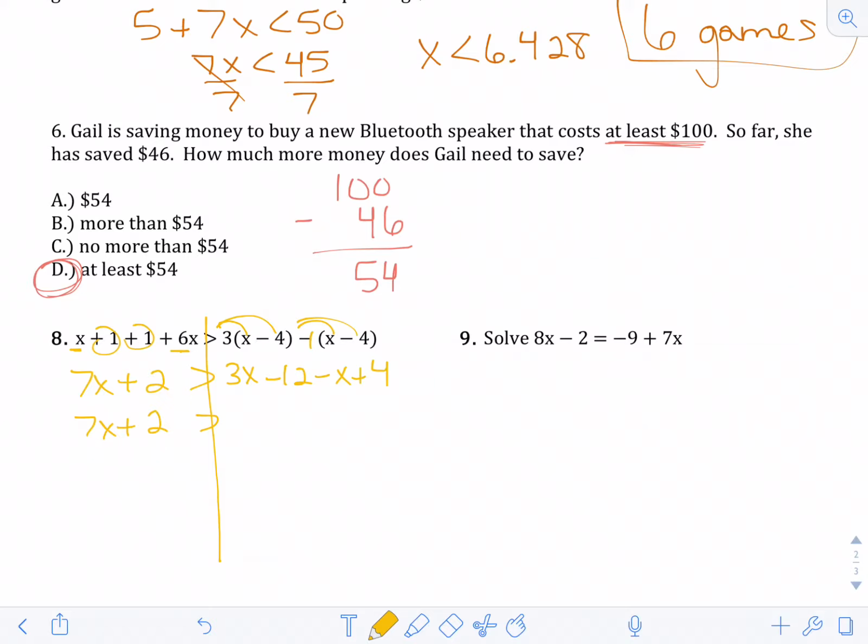On the right-hand side, I'm going to combine like terms. I have this 3x minus x to give me 2x. I have a negative 12 and a positive 4.